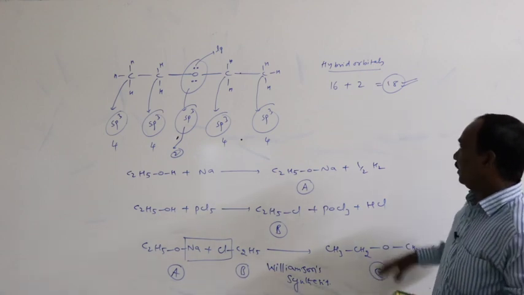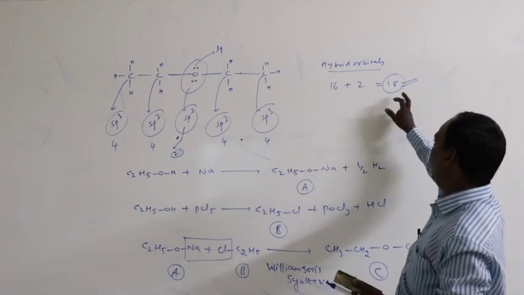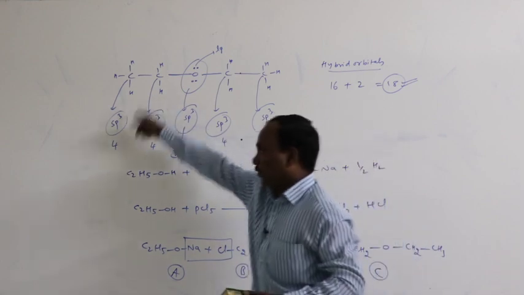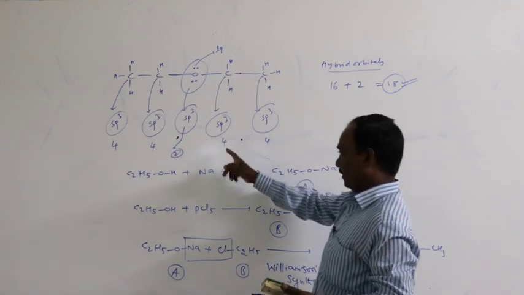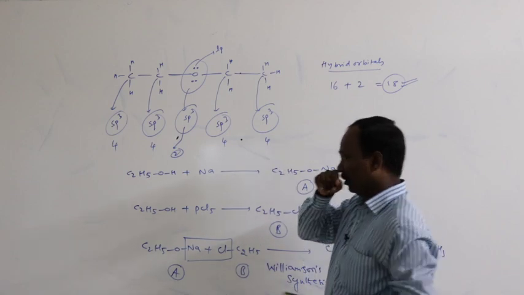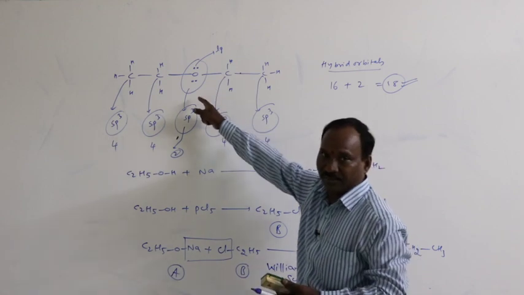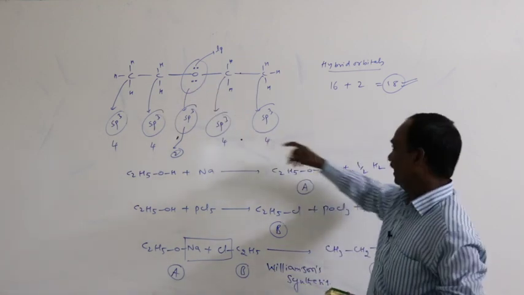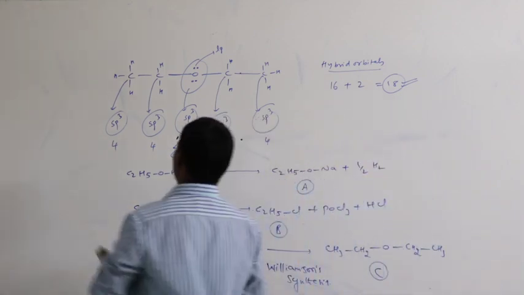Okay, in C molecule, total number of hybrid orbitals involved in the bonding is 18. 16 plus 2. 4 first carbon, 4 second carbon, these 2 carbons 4, 4, 8 total, 16, and oxygen sp3, only 2 orbitals are involved in the bonding, therefore total 18 orbitals are involved in the bonding.